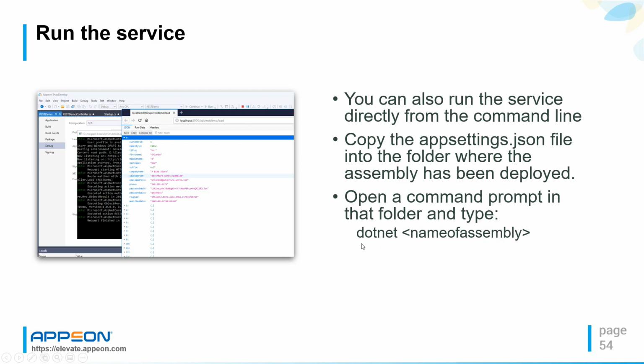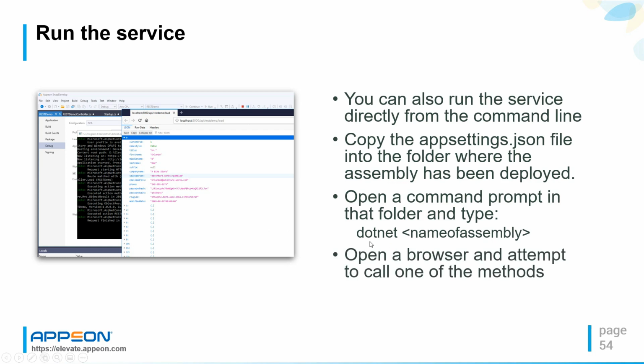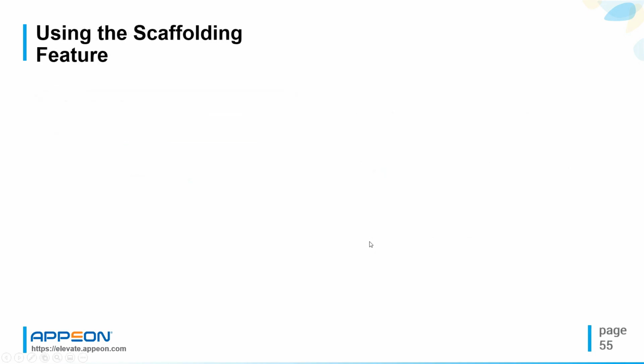But then you go to that folder, open up a command prompt, type the word dotnet, space, and then the name of the assembly, and it will launch the service through a self-hosted web server. And then you can open up a browser or Postman or whatever you want to use to test the service and start making calls. So that is the long explanation of how we create a service.